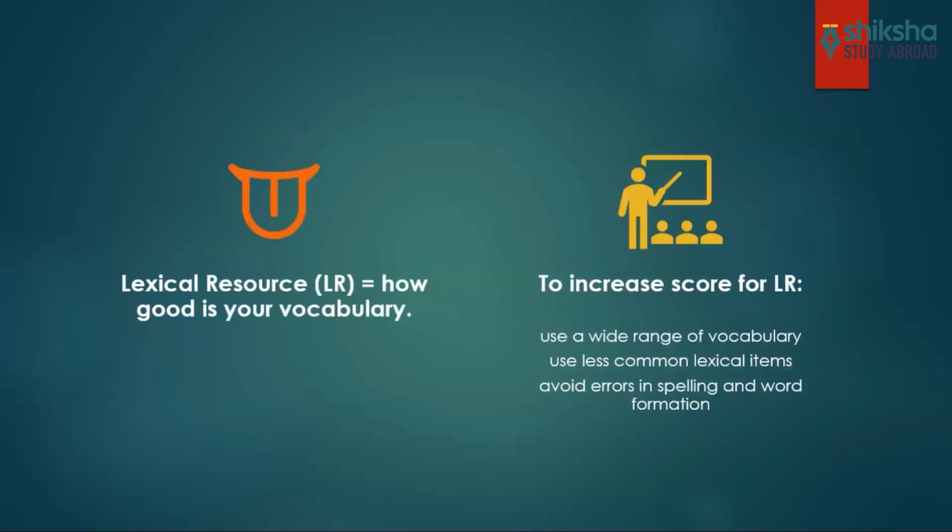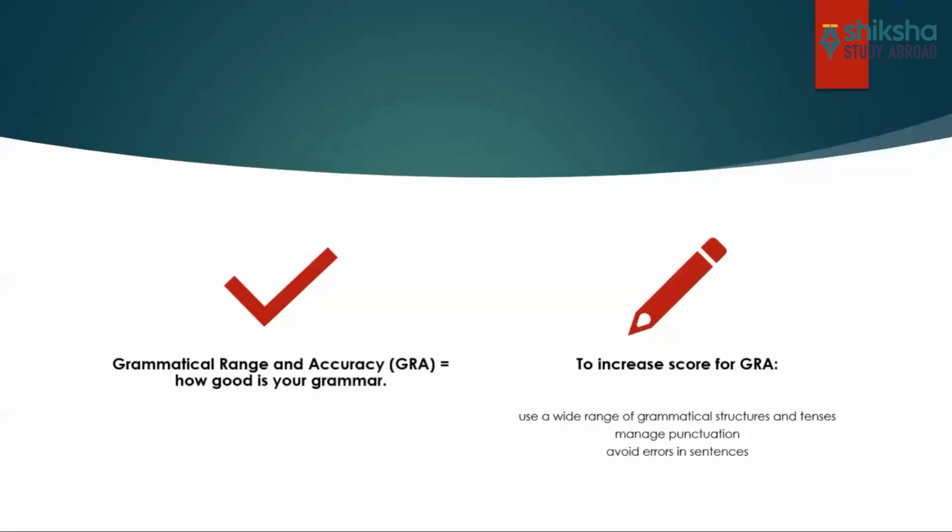Moving on to the third parameter or criteria, that is lexical resource, also known as LR. How good is your vocabulary? To increase your score for LR, use a wide range of vocabulary, use less common lexical terms, and avoid errors in spelling and word formation. Let's see your last criteria or parameter.